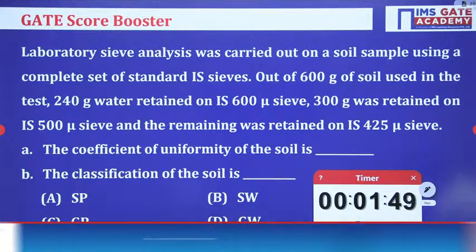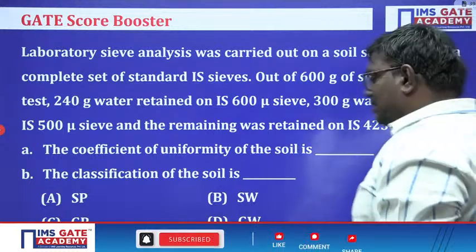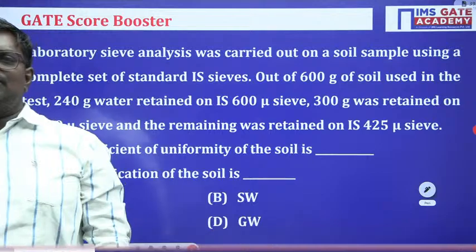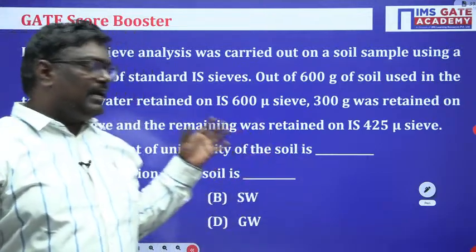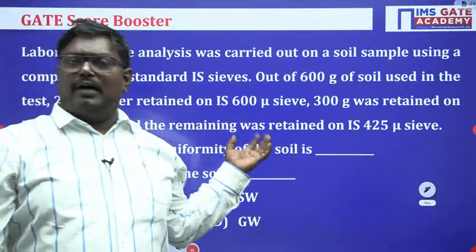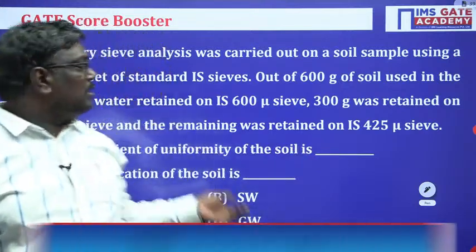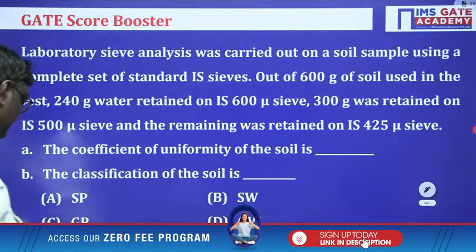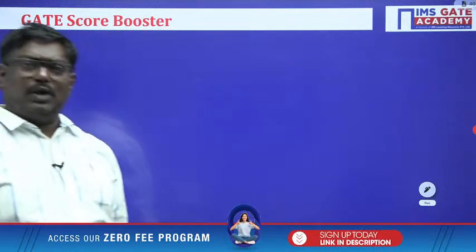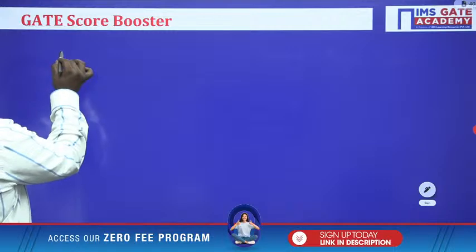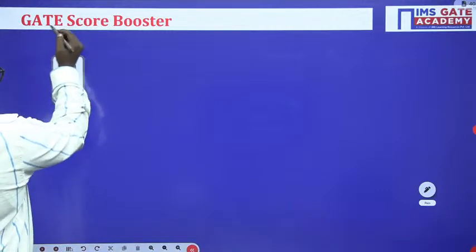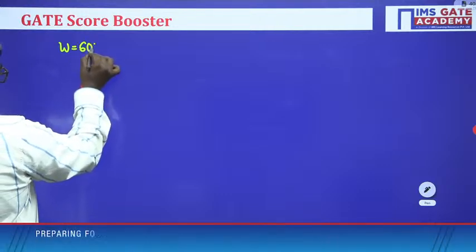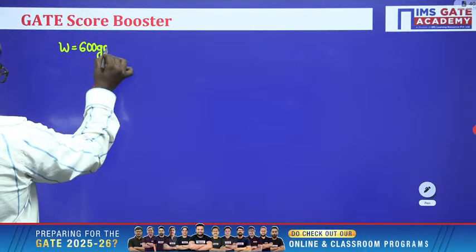I hope you have done this problem. See, they have given that a laboratory sieve analysis is carried out. In this, they have 600 micron, 500 micron and 425 micron. In 600 micron, 240 grams. So you should have an idea on sieve analysis. My dear students, see here. What is the total weight they have given here? 600 grams.